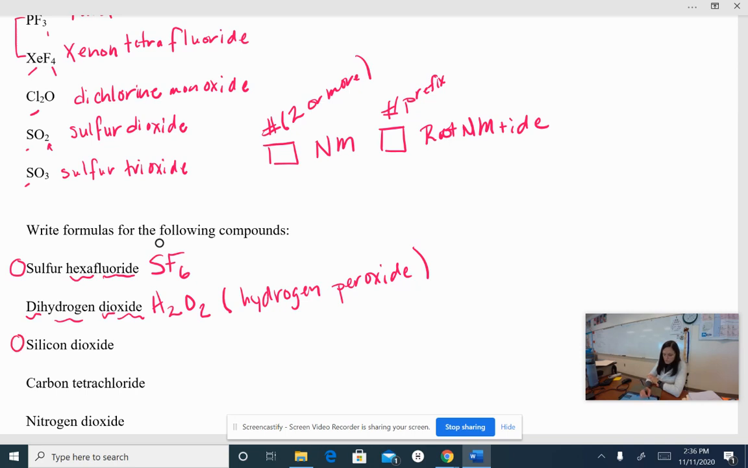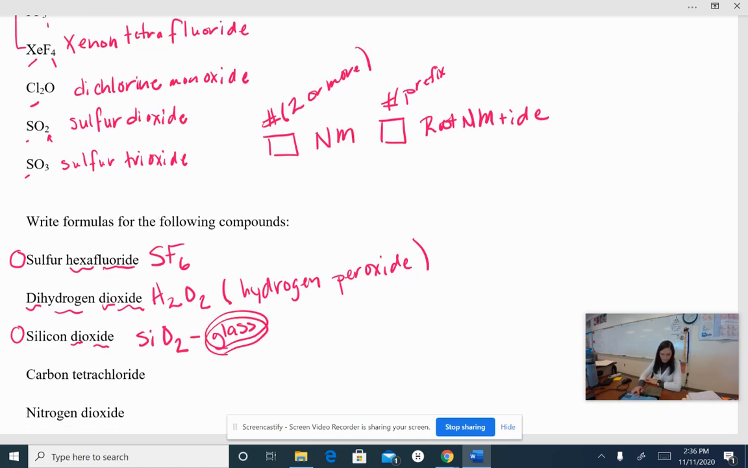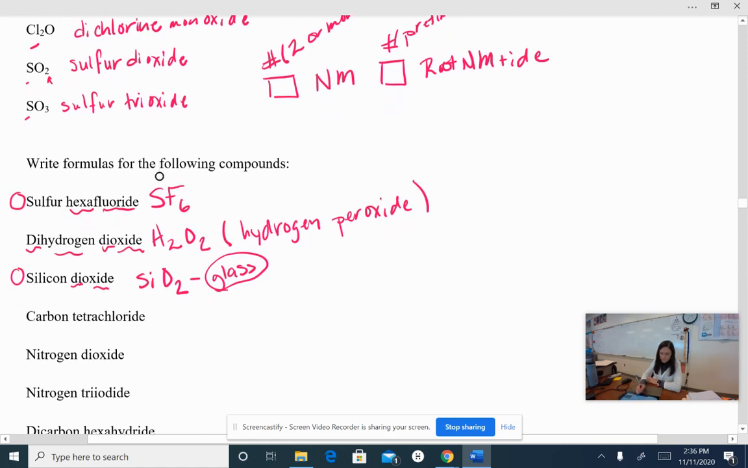Silicon, we have no prefix, so I know that I have one silicon. And then di, 2, and oxide is oxygen, so 2 oxygen, silicon dioxide. Okay, this is the basis for glass. So this is what glass is basically made out of. Carbon tetrachloride. So 1 carbon, what does tetra mean? Did you say 4? What is chloride from? Hopefully you said chlorine. So 1 carbon and 4 chlorines.